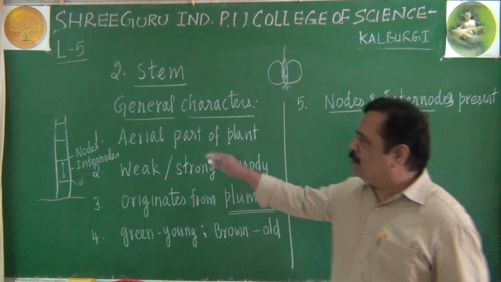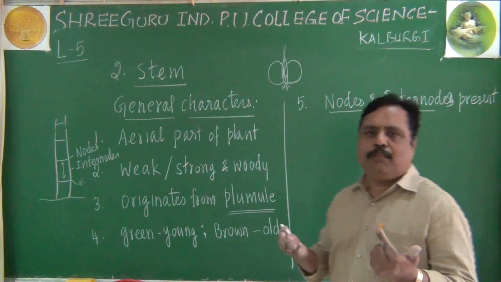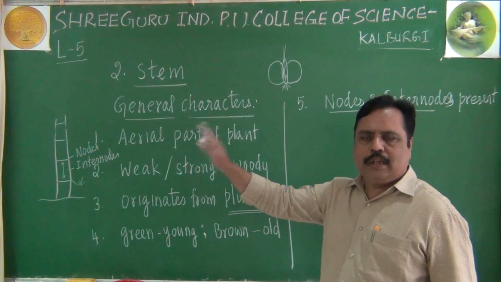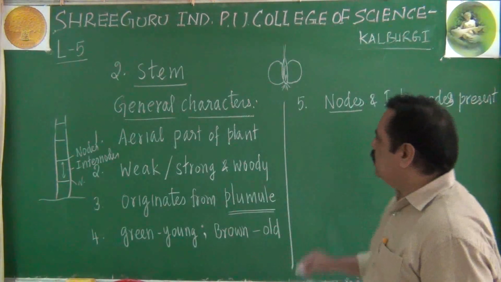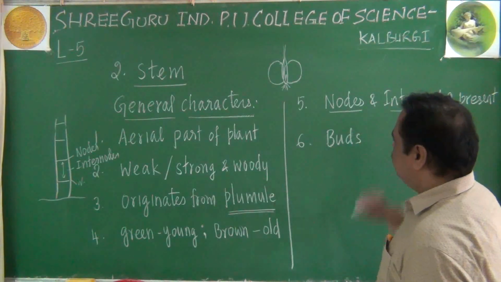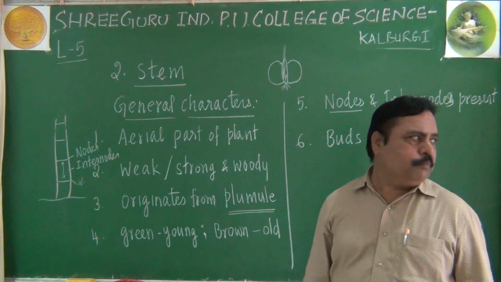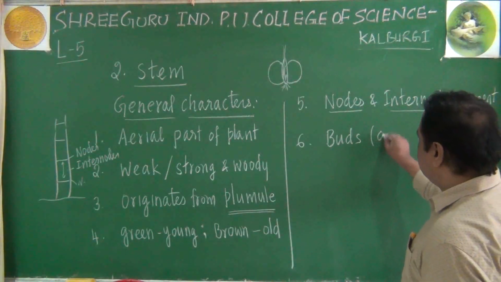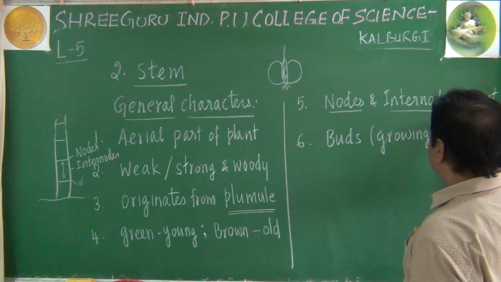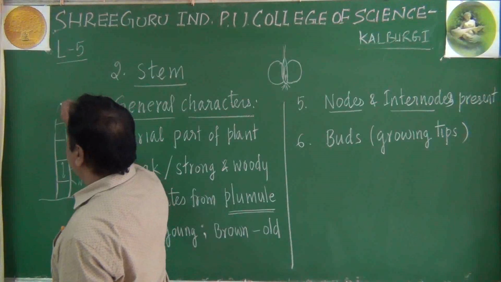But remember, when they become a tree, when they become very old like that, these nodes and internodes may not be clearly visible. But in some of the stems, you can come across nodes and internodes also. Another point is, they have buds also in them. The stem will be having buds in them. What are buds? Buds are nothing but growing tips of the plant body, remember, growing tip. So in the plant, there will be growing tip like this.